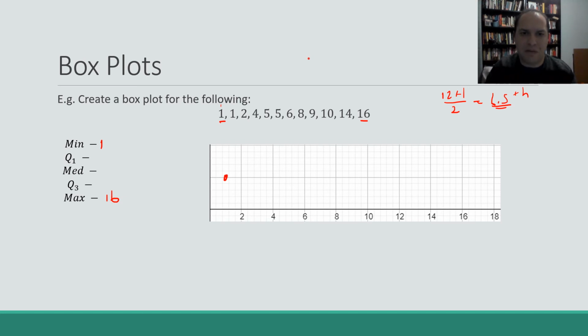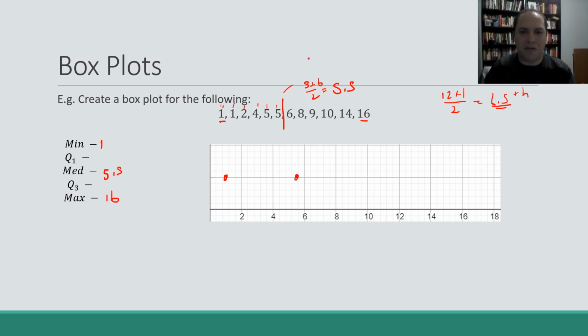So looking at our data, we've got 1, 2, 3, 4, 5, 6. So 6.5 will be smack bang in the middle there. And then that number will be the average of 5 and 6, which will be 5.5. So there's our median. So 5 might be there, 5.5 might be about here.